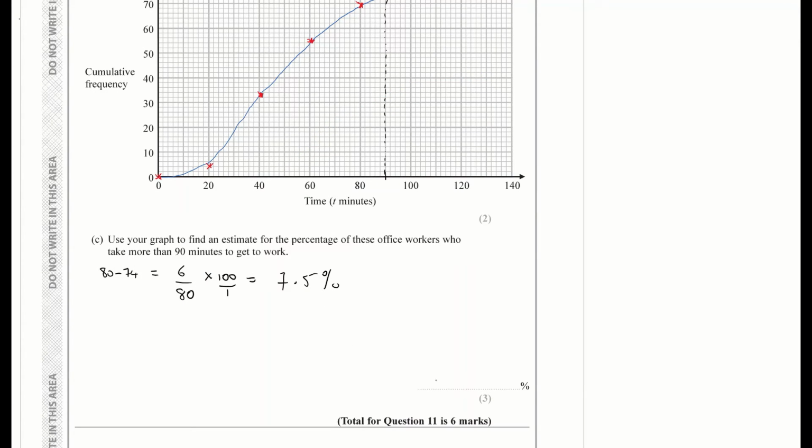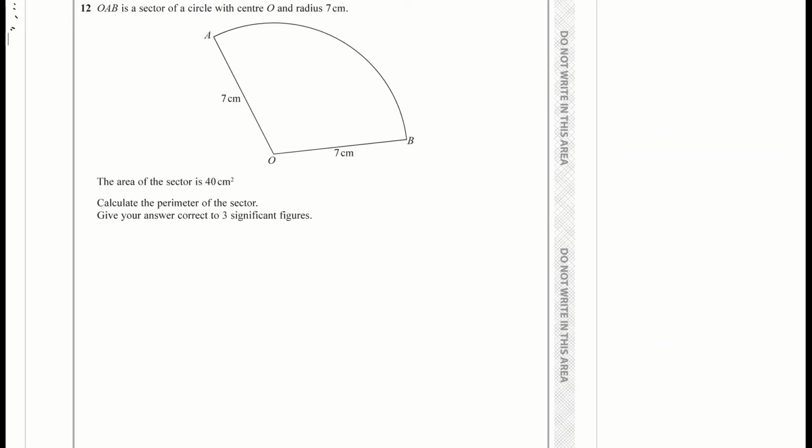Okay, so having a look now at question 12. Question 12. OAB is the sector of a circle with the center O and radius 7 centimeters. The area of the sector is 40 centimeters squared. Calculate the perimeter of the sector. Give your answer to three significant figures.